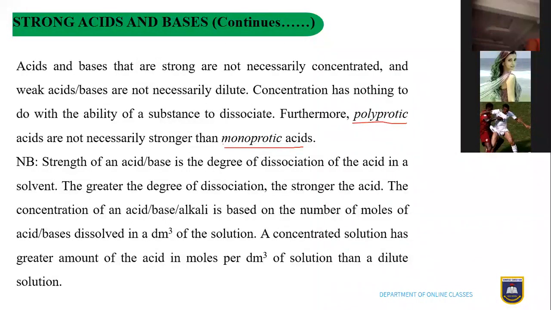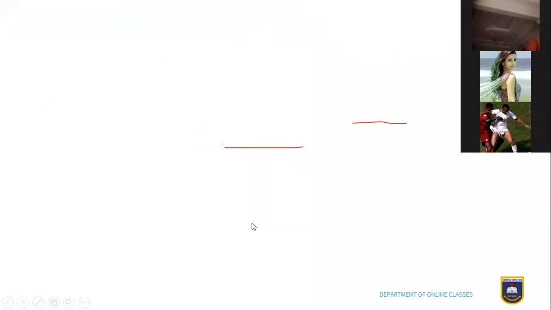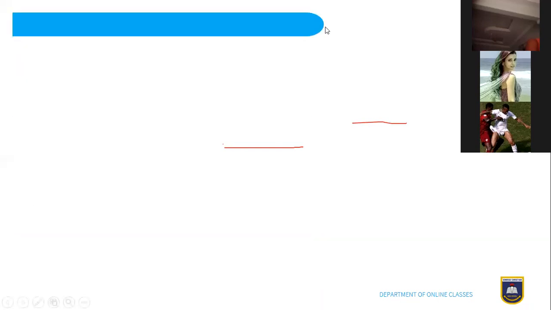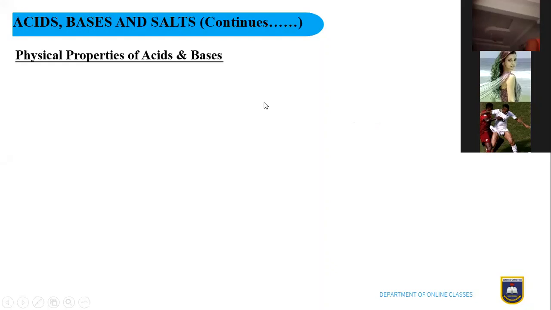So strength of an acid is the degree of dissociation of the acid in a solvent, whereas the concentration of the acid is the amount or moles of the acid dissolved in a dm cube of solution. I've explained the difference between a strong acid and a weak acid, a strong base and a weak base. I've also explained to you the difference between strength of the acid and the concentration of the acid. I said they are not the same thing. And I've also explained to you the difference between a dilute acid and a concentrated acid.